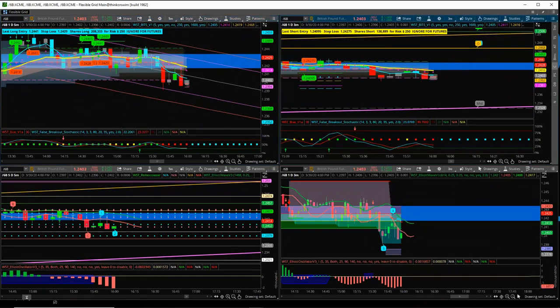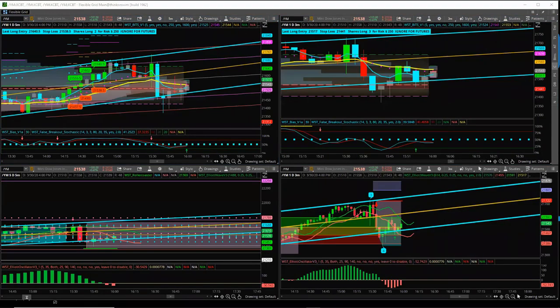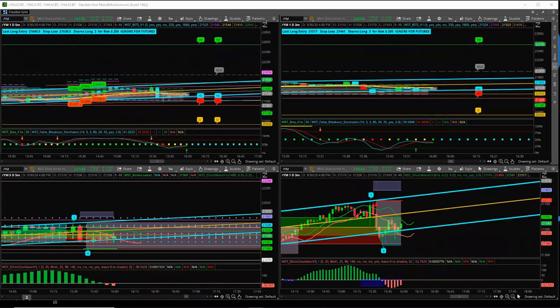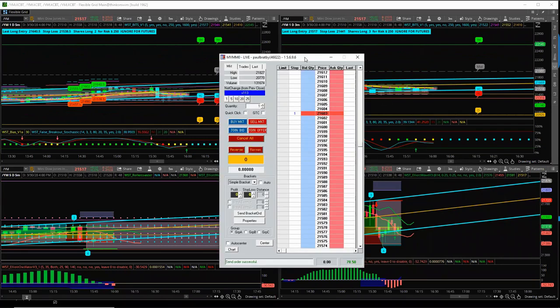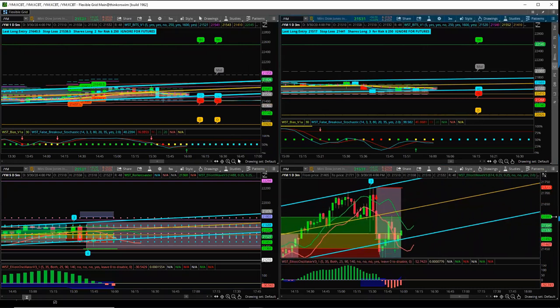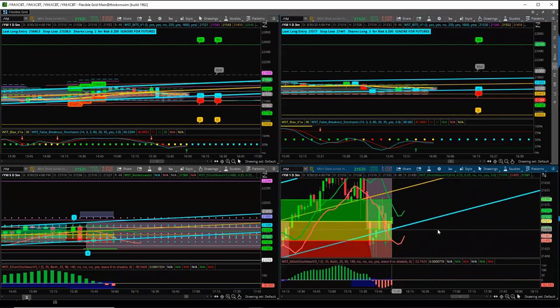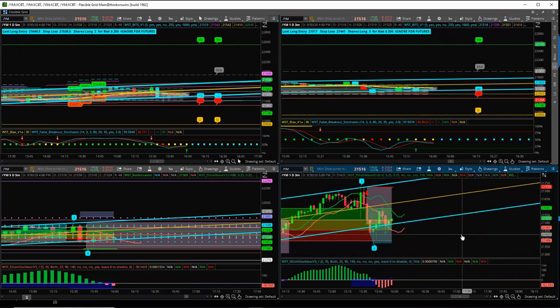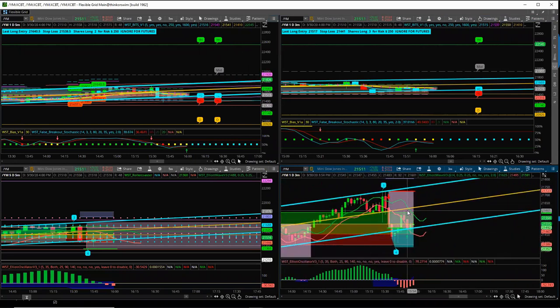Okay, we've got to get back to the MYM. Remember, we were looking at a 21603 entry long. Did find support again at this short-term channel. Just need to push through this pivot, basically.